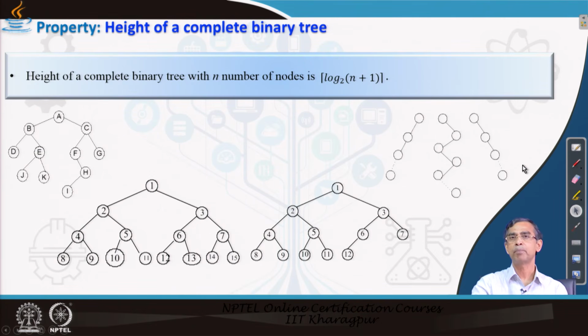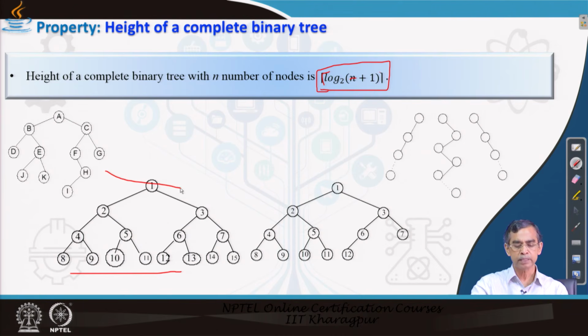Now, height of a complete binary tree. There is a formula. This formula again you can check: ceiling of log 2 (n plus 1) is the formula. Now in this example, for example, this is a complete binary tree, of course, the number of nodes is n. So here n is 15, so 15 plus 1 is 16 and log 2 16 is 4. So the height of this binary tree is 4. So this is true for this tree.